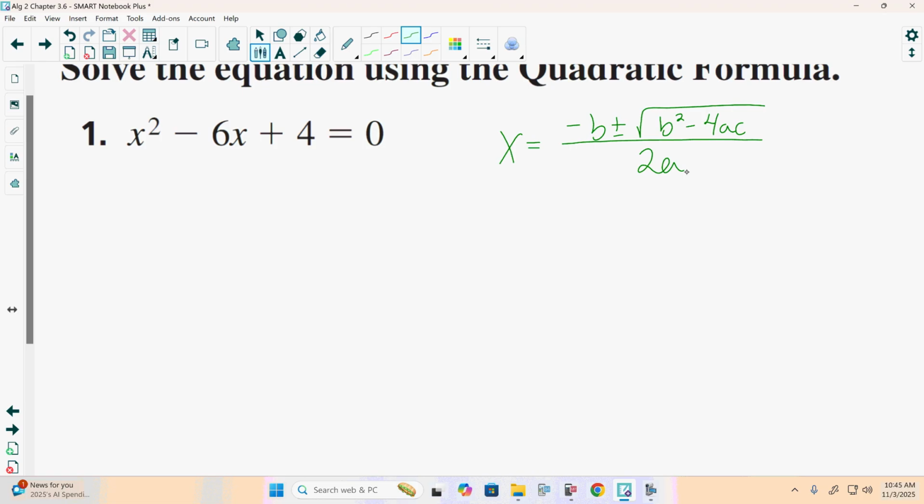Now the first step in solving these quadratics with the quadratic formula is making sure the equation is equal to 0. We have all the terms on the same side. Once we get it on the same side, we find the values of a, b, and c. A is the number in front of x squared, b is the number in front of x, and c is the term that's by itself. So if we look at this equation here, our value of a would be 1, b would be negative 6, and c is 4.